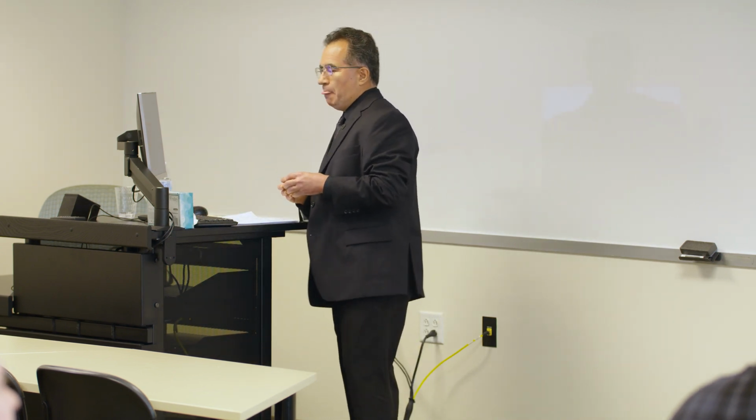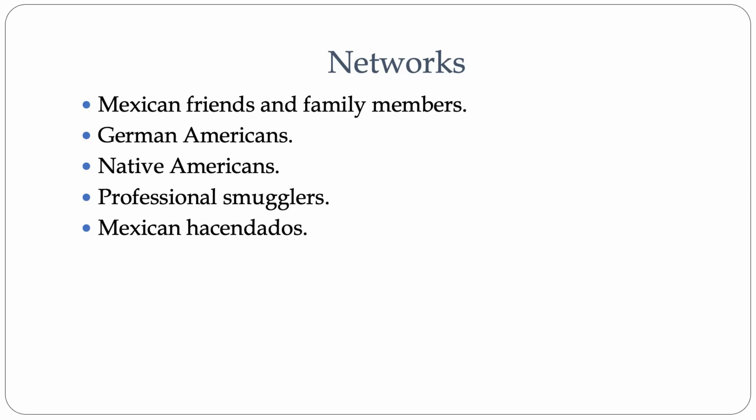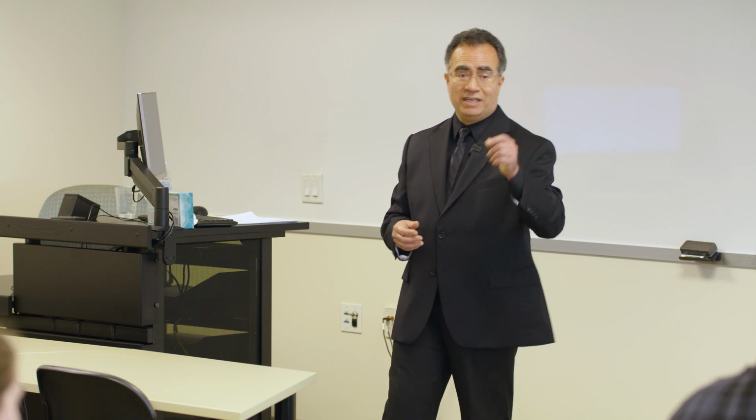Okay, continuing. So were there networks of people that helped fugitive slaves? Well, yes, there were Mexican friends and family members. Like, for example, marriages. There were quite a few people who married, they had been married sometimes for 10 years when they escaped.